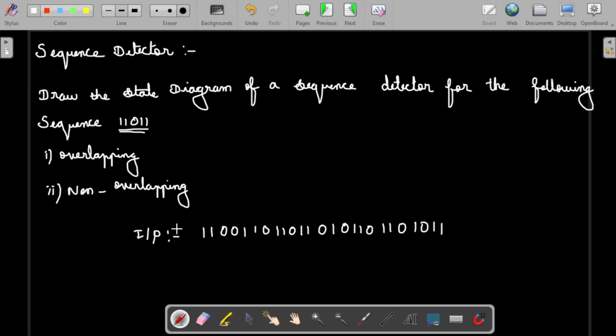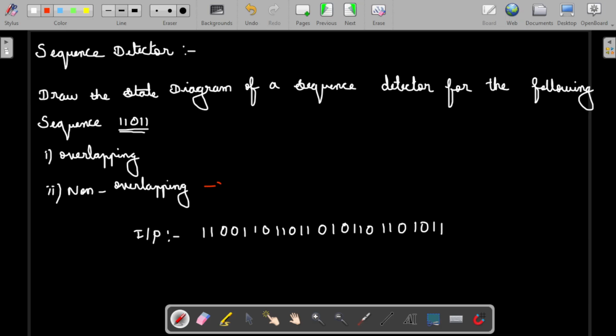For an analysis problem we will be able to get it done, but here we are going to design the system. For that we will be getting only an input sequence, and we need to find where the sequences are detected. Two things we have to do: one is overlapping and another one is non-overlapping. First let me do the non-overlapping sequence.